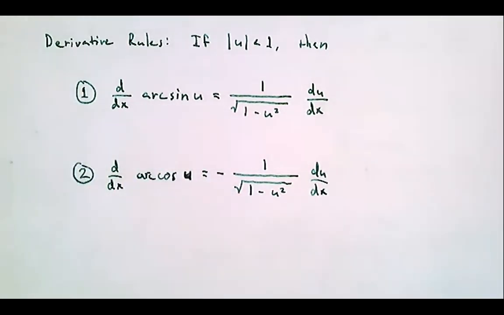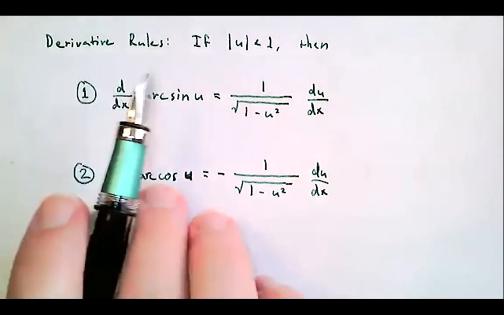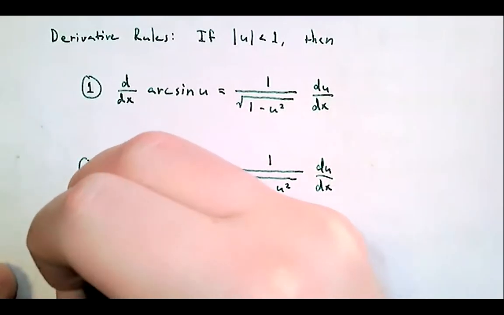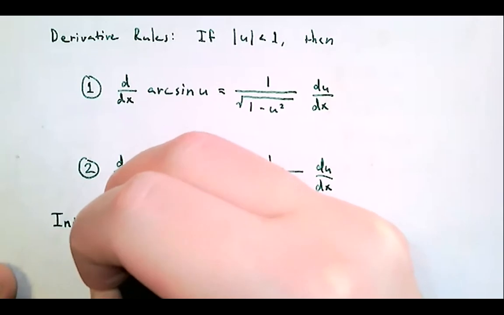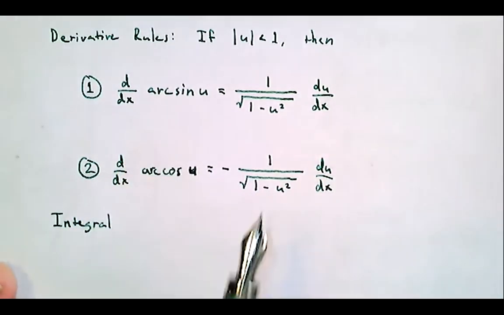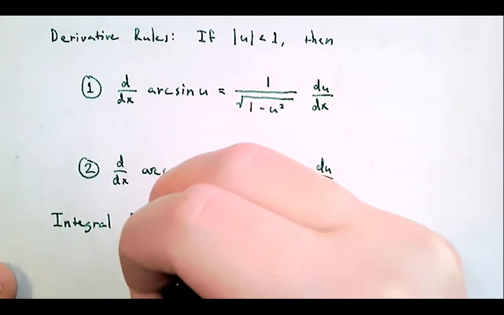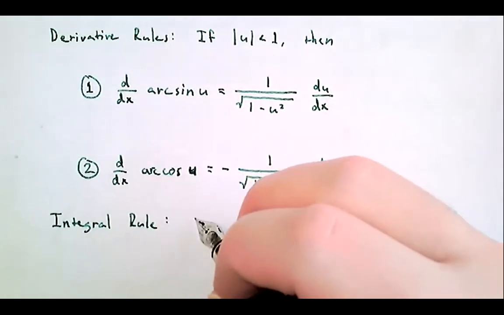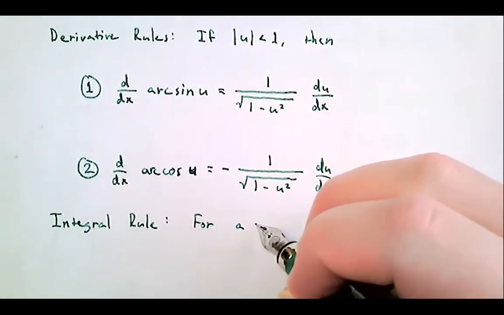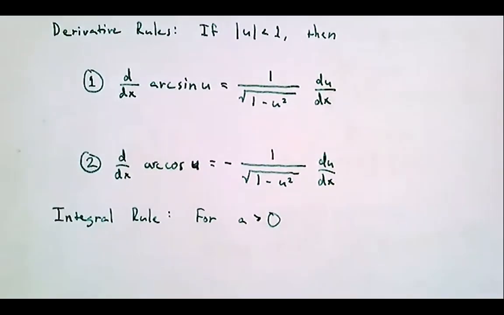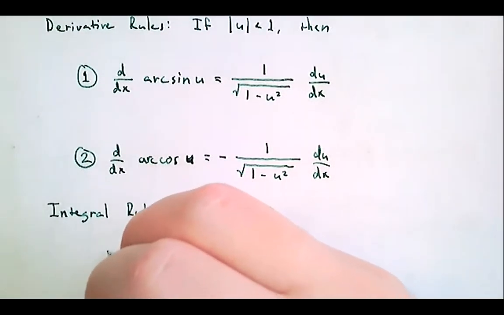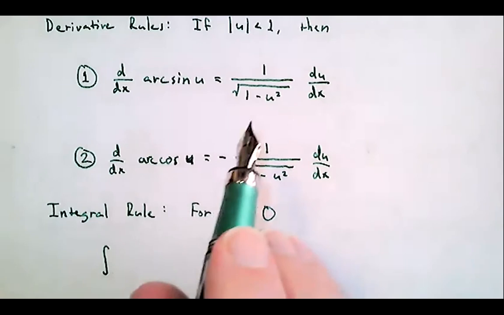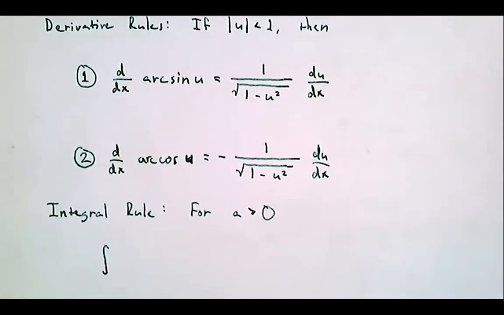And since we know the derivative of our functions, we also know how to do the opposite, the integral. We just have to reverse the order. So if I integrated this side, I would get this side. If I integrated that side, I'd get an arc sine.